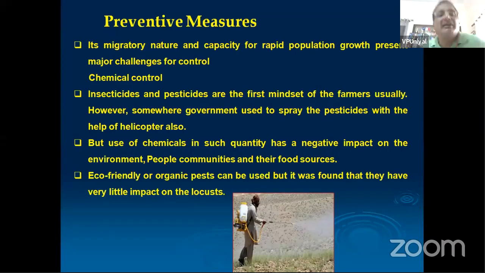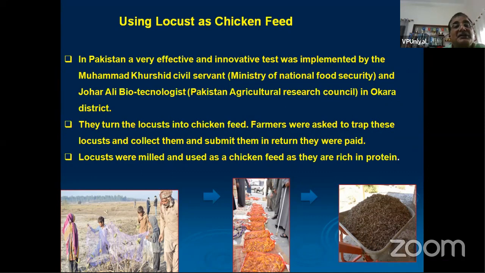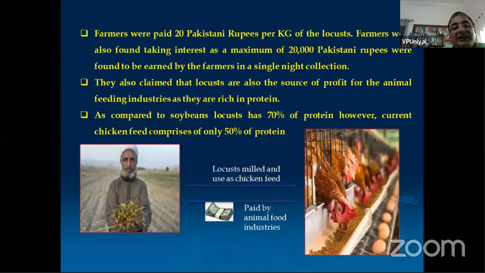For prevention measures, migratory nature and rapid population growth present a major challenge. Insecticide and pesticide are the first modest approach. People are using it. Use of bio-friendly organic pesticides is required. Noise production is another mechanism, but it's not viable and not a permanent solution. But using locust as chicken food, in Pakistan they collect the locust and use it for chicken feed.